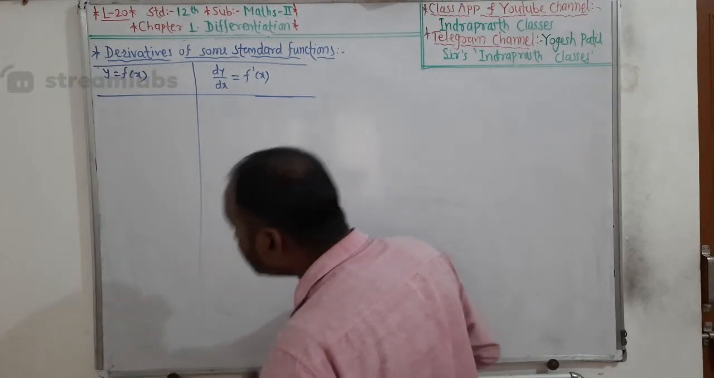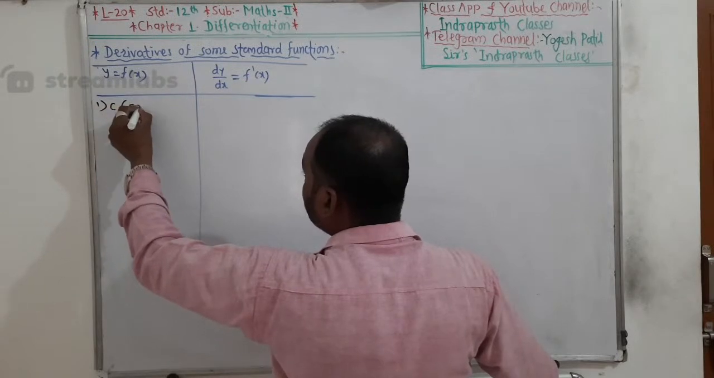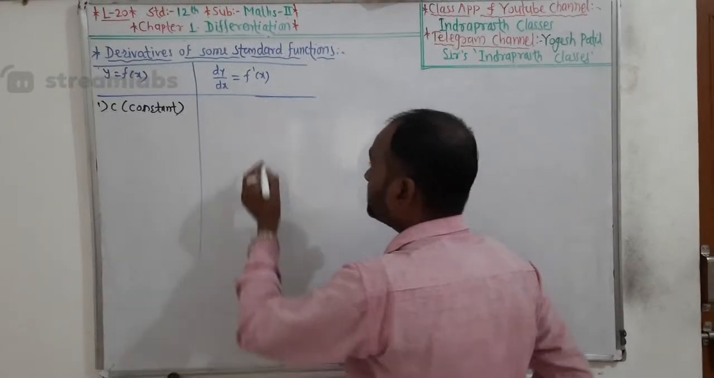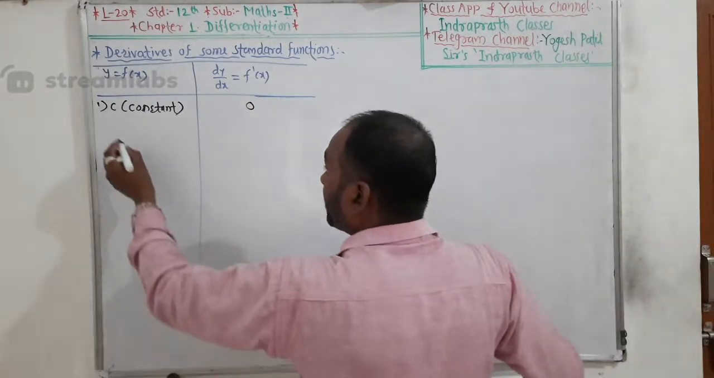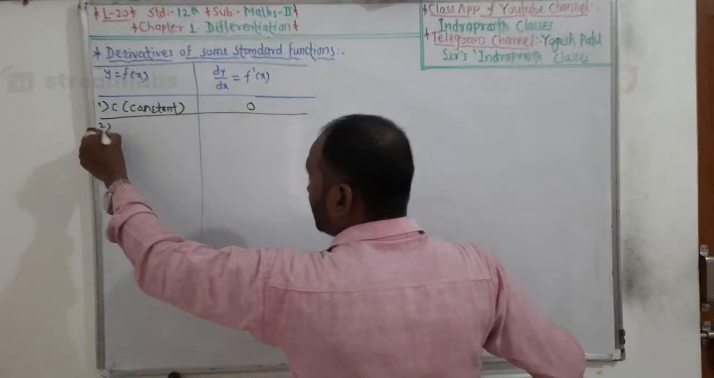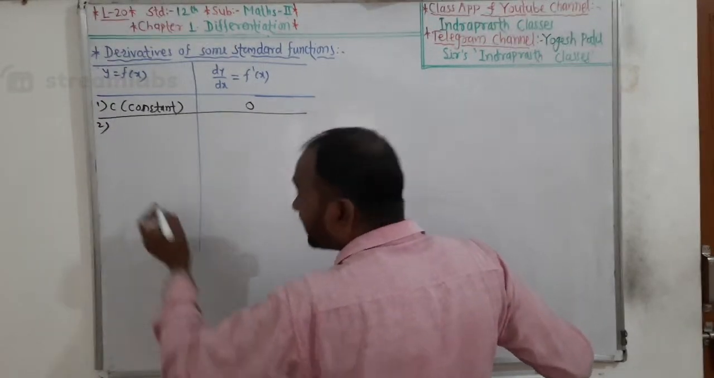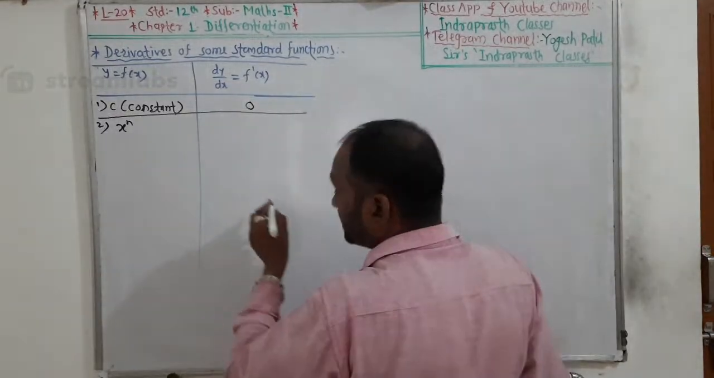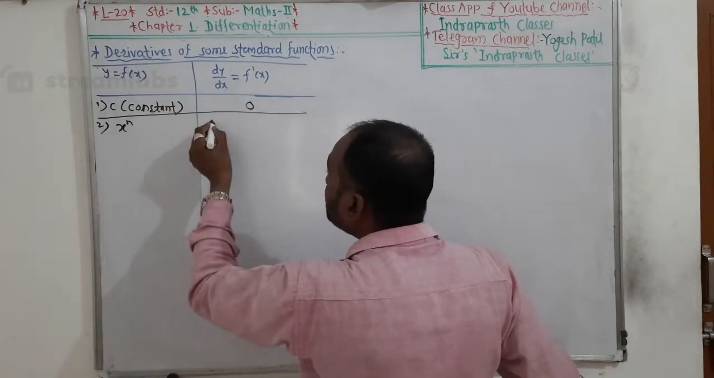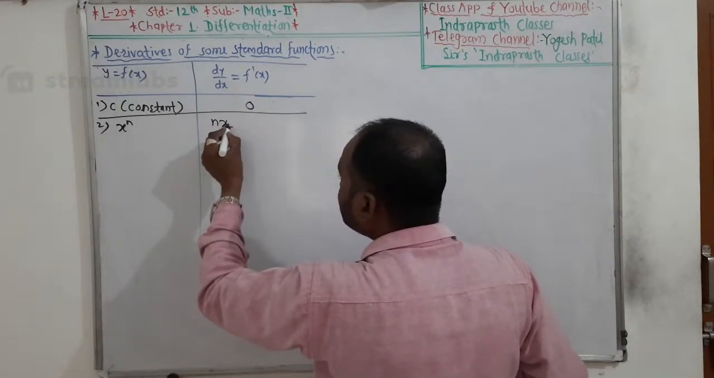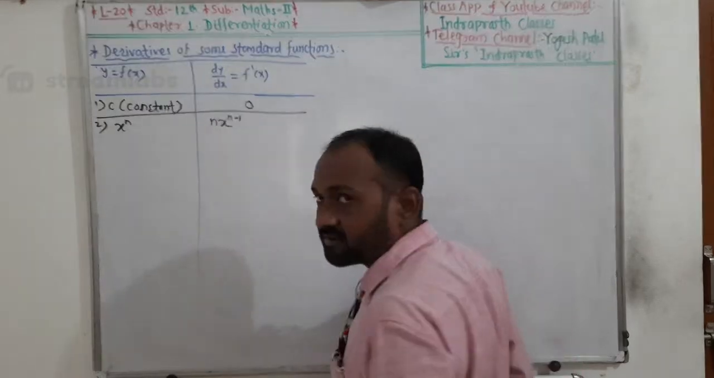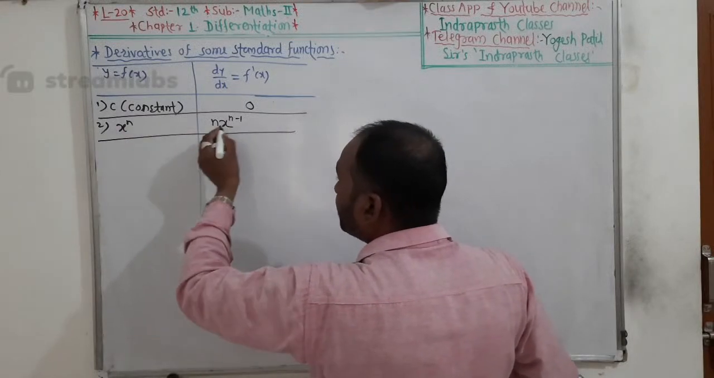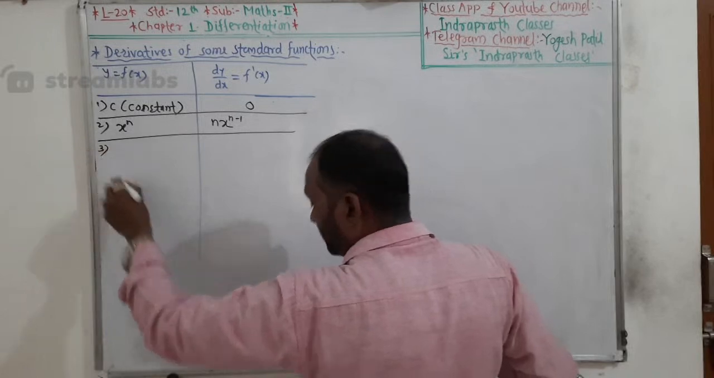Now check. First derivative: C is supposed to be constant, and the derivative of the constant term, any constant, is 0. Secondly, if the power of the given function is n, then its derivative is very easy. The power is the multiplying factor, then x, and the power becomes less 1. Means for x raised to n, its derivative is n times x raised to n minus 1.